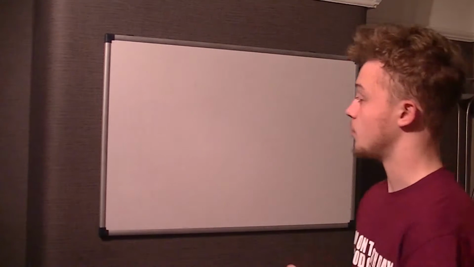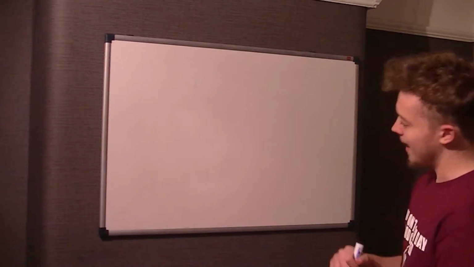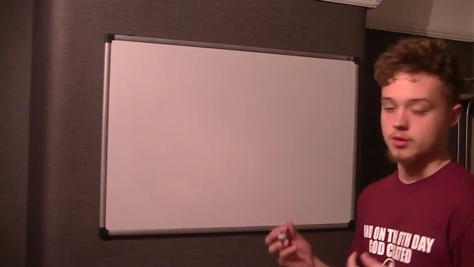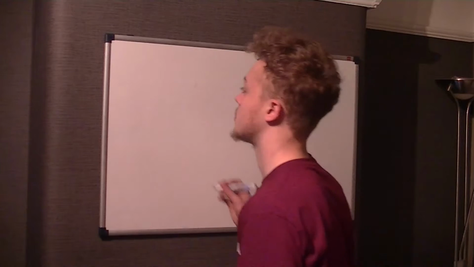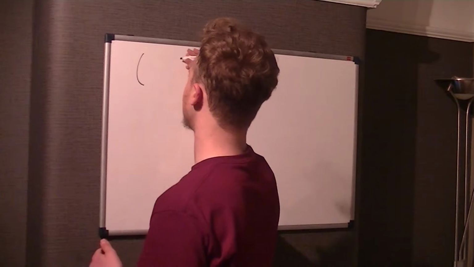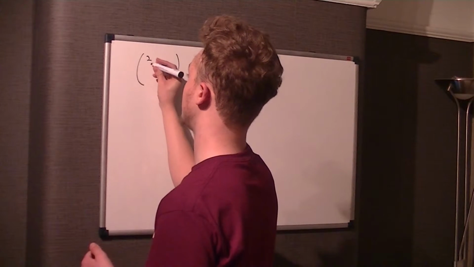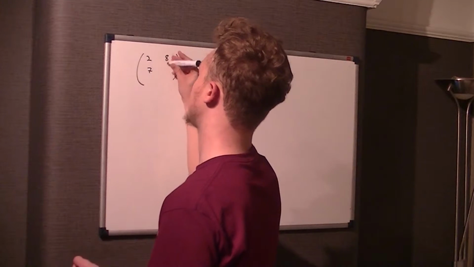Well, what is a matrix? We talk about this thing, you might go, what is it? Well, it's just an array of numbers, okay? It's just a series of columns and rows of numbers. So you could have something like this, which is 2, 7, 8, 6.